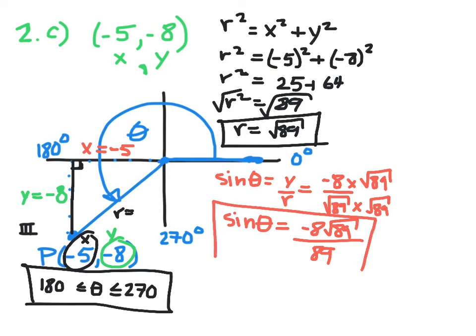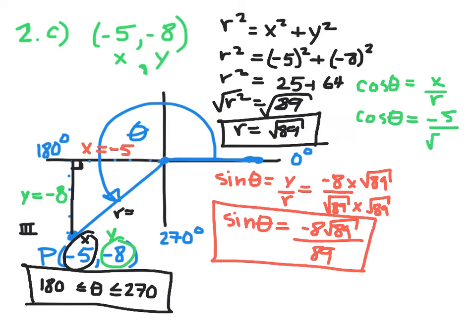This looks like a complete mess. Probably not something I'm going to use to figure out theta in the future. However, this would be the correct answer for sine. Now, if we take a look at cosine, we have a similar situation because we have cos theta, and we know cos is x over r. And so cos of theta is going to be x, which is -5 over r, which is √89.